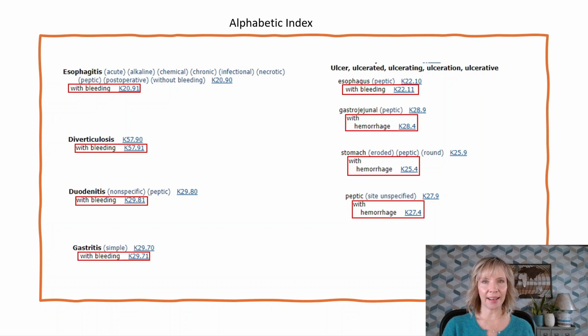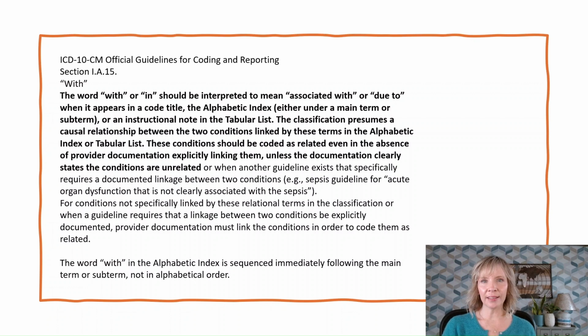In the ICD-10 alphabetic index, there are many gastrointestinal conditions that provide the coder with an option to select either with bleeding or with hemorrhage. Some examples include esophagitis with bleeding, diverticulosis with bleeding, duodenitis with bleeding, gastritis with bleeding, an ulcer of the esophagus with bleeding, and ulcers of many other sites with hemorrhage. There is guidance from the ICD-10 coding guidelines that helps us with selecting the proper diagnosis codes in these cases.